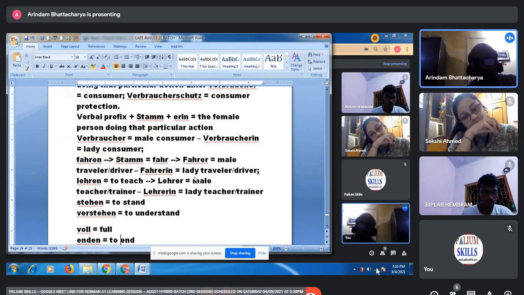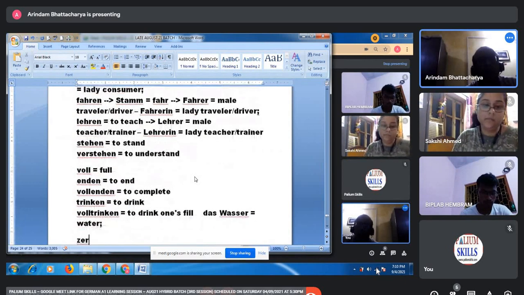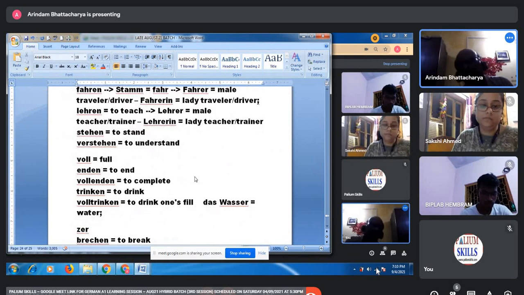Stehen means to stand. Verstehen means to understand. This is an example of ver. However, voll means full. Enden, to end. Vollenden, to complete. Trinken, to drink. Volltrinken, to drink one's fill.